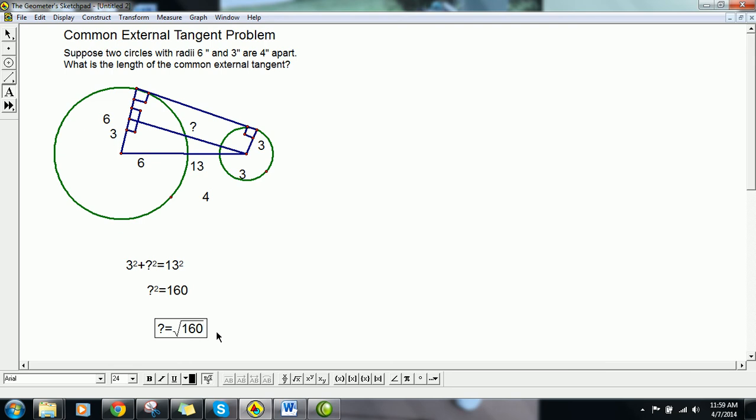So now I just need to clean it up. 160 is indeed 16 times 10, right? The square root of 16 is 4, so out comes a 4, and in stays the 10. Okay? So this piece right here, which I solved for using the Pythagorean theorem, is the same as the common external tangent, what I'm looking for, which I just found is 4 root 10.